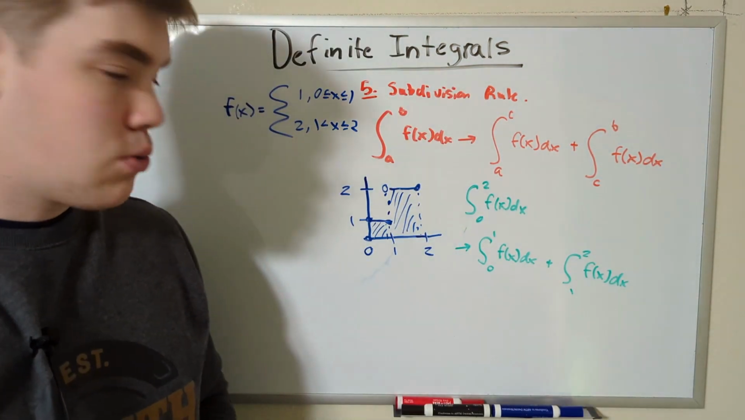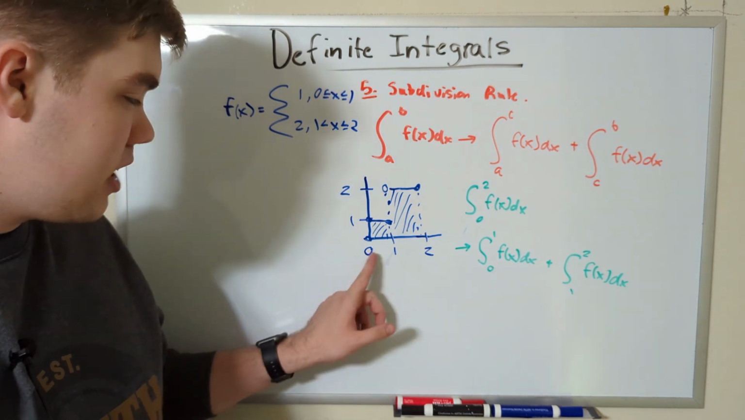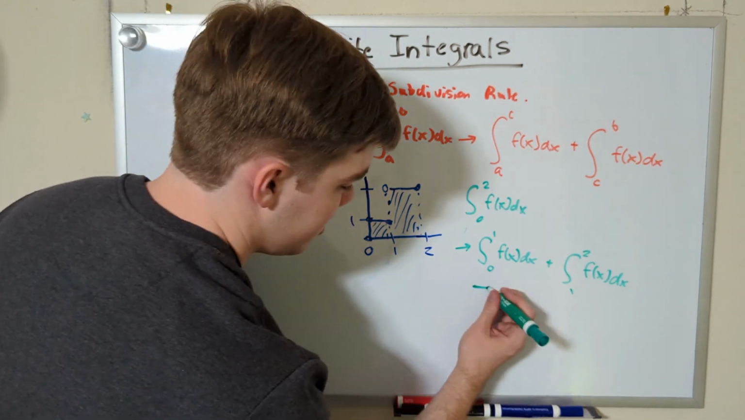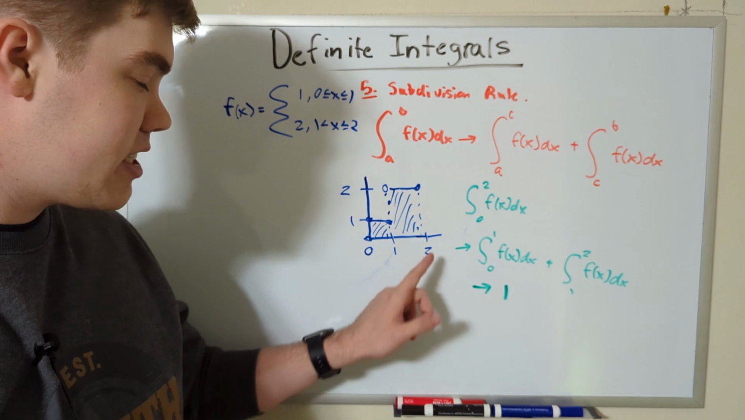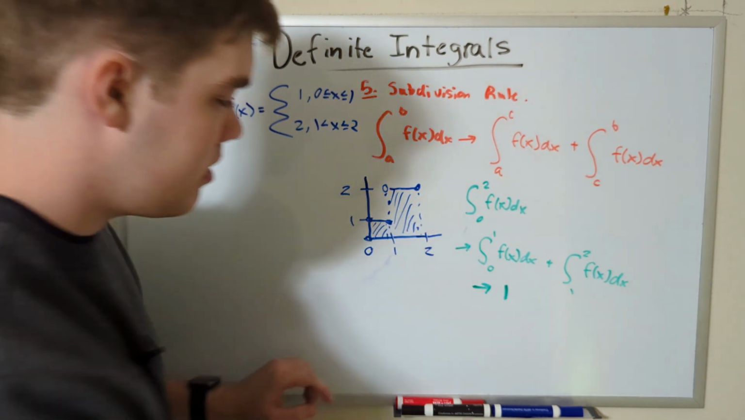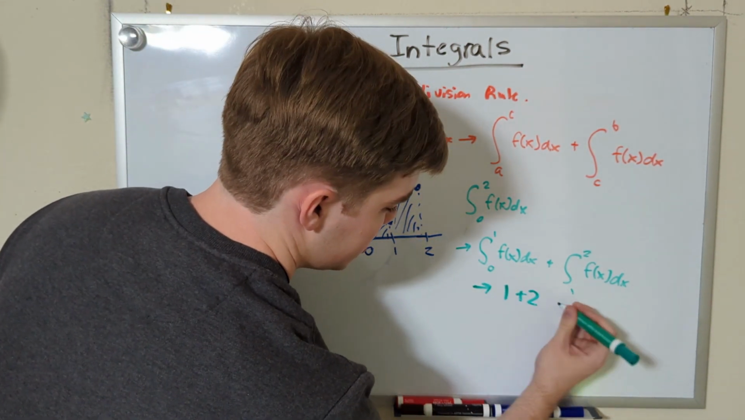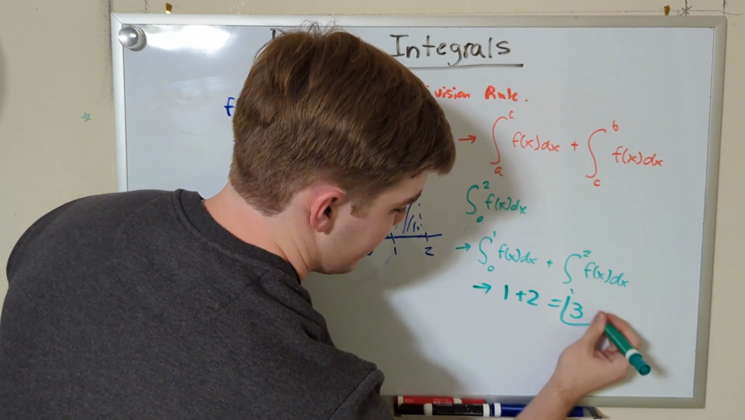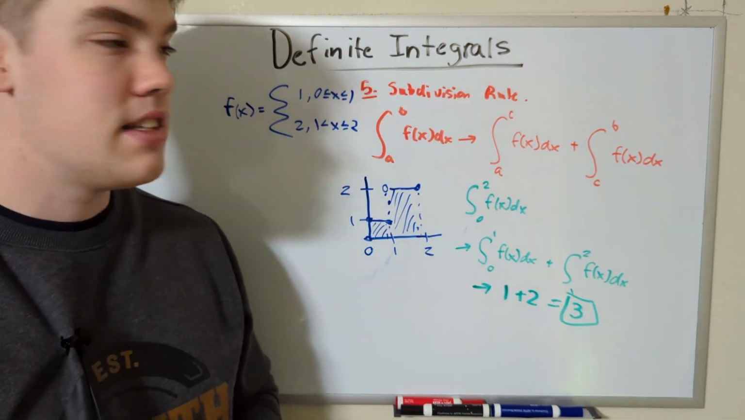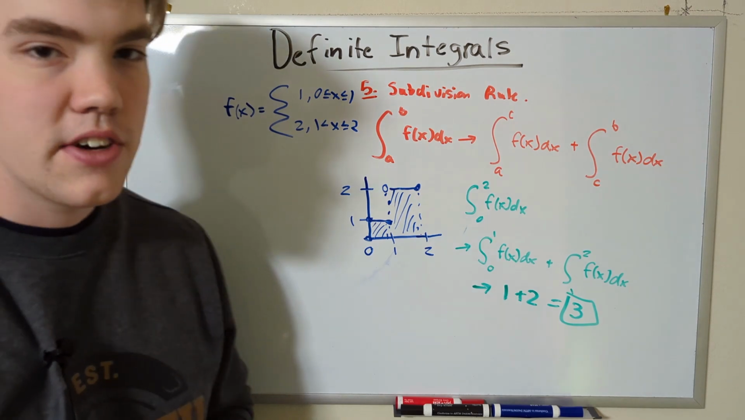Now, since these are rectangles, we're just going to do these areas by hand. The length is 1, the width is 1, so this part is equal to 1. And then for our second rectangle, the height is 2 and the width is 1, so that's just going to be 1 times 2, which is 2. So 1 plus 2 equals 3. And that's the area under f of x, and the answer to the integral of this piecewise function.